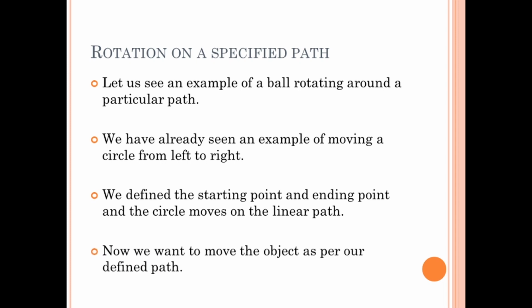Now we want to move the object as per our defined path. So we will create a path using the beeline tool, and on that particular path the circle will get rotated. First of all you need to create a new file, and then click on the beeline tool from the toolbox. If it is an older version, then it will display the beeline tool option. If it is a newer version, then it will display the SP line option, but both are the same.